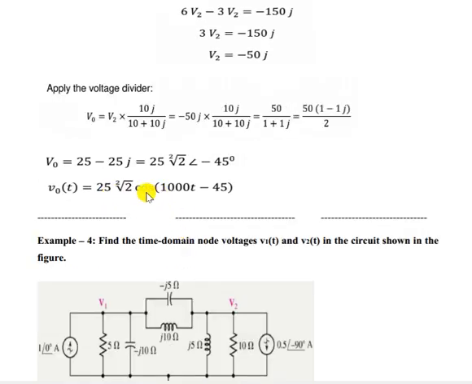So now this is cosine term you have to write, not sine term. Because there is a minus, if you have to write sine term, then you have to add another minus 90 degree. So cosine of omega t, omega is 1000, and this angle minus 45 degree, that is the time domain voltage.